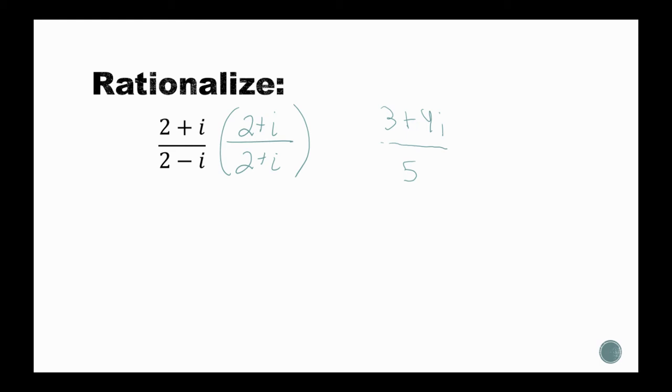Okay, so when we multiply on the bottom, we end up with 4 plus 1, which gives us that 5, right? And on the top, when we multiply it out, we end up with 4 minus 1. And then 2i plus 2i is 4i. Good job, thank you.